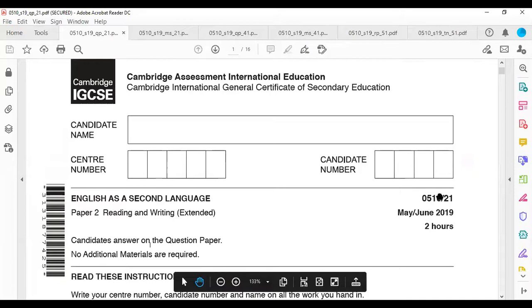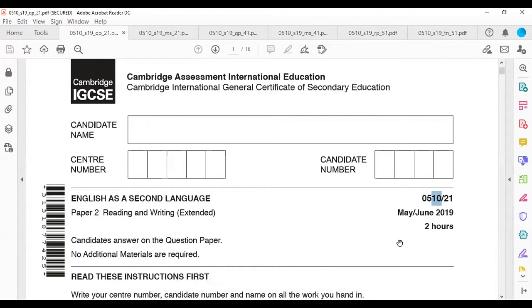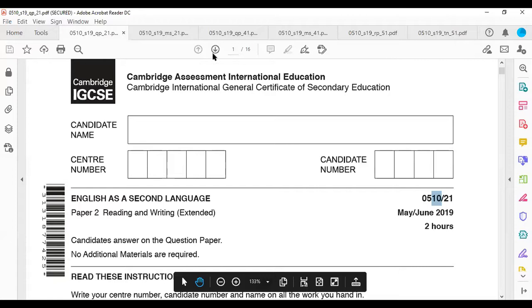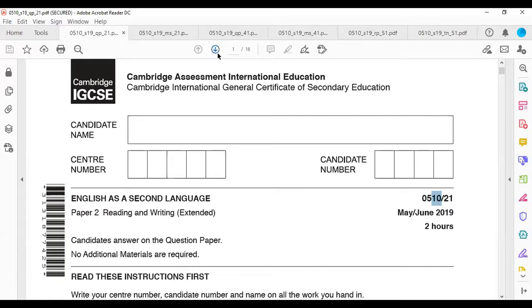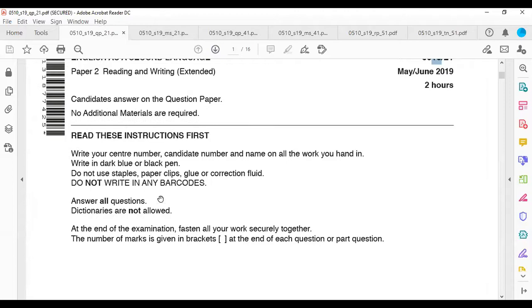So that means this paper is 70% of the student's grade, and paper 4 would be 30%. This paper, as I said in the overview of the exam paper, has a text. This is the front page, first of all, where you have some instructions, what to use and what kind of pen, and the fact that you're not allowed to use dictionaries. And then this would be the text here.